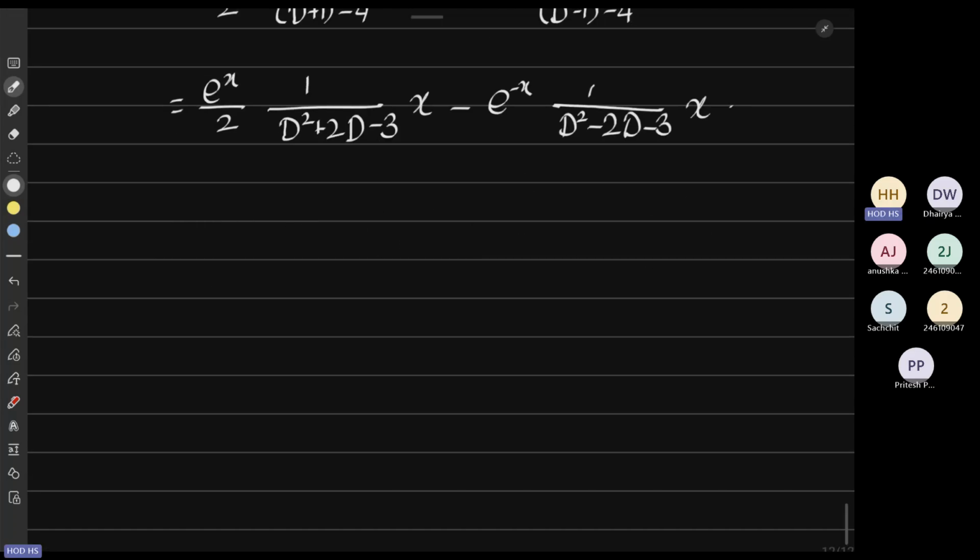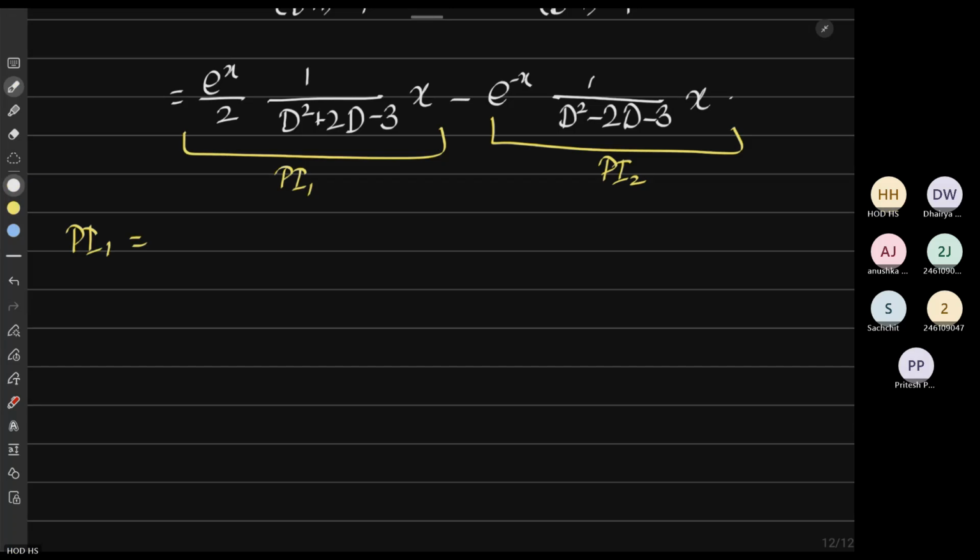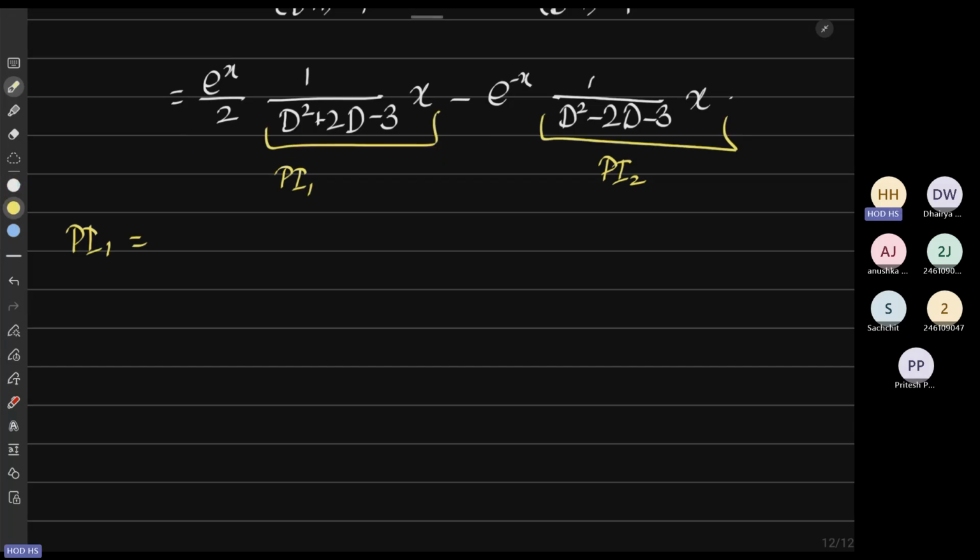Okay. Now, to calculate the solution, consider this as PI1 and this quantity as PI2. I will just consider this part and this part for my easiness. So PI1 must be ax plus b because my right hand side is a linear polynomial. So consider this as yp, which will give me yp dash as a and yp double dash as 0.